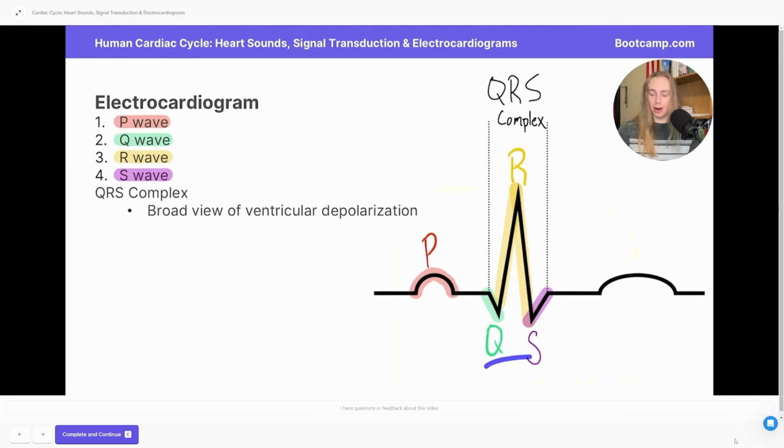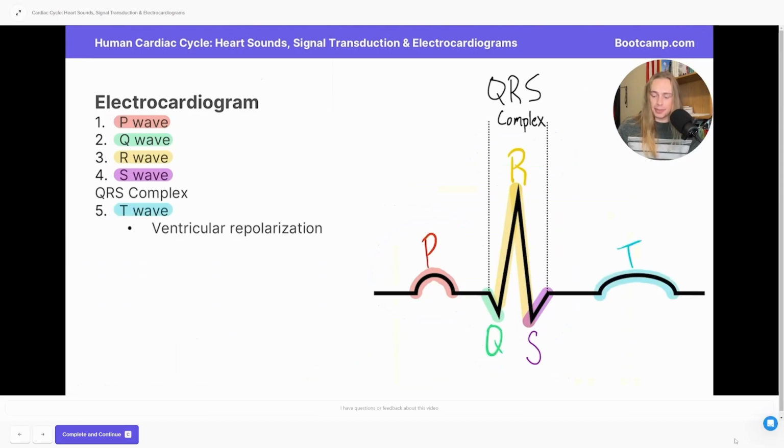Sometimes the Q, R, and S waves are all read together as one in what we call the QRS complex. The QRS complex just gives a broader view of what's going on during ventricular depolarization. Lastly then, we notice this medium-sized up wave known as a T wave. The T wave is going to represent ventricular repolarization. Here it's important to note that cells are refractory following an action potential. Recall that refractory cells will not experience another action potential until they've completely recovered through a process known as repolarization.